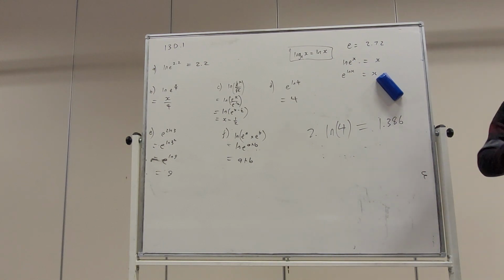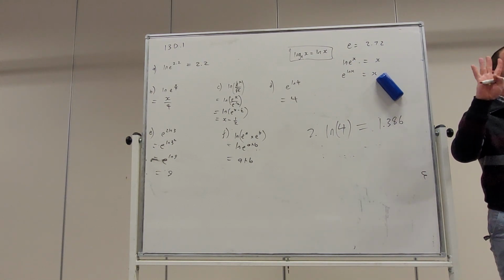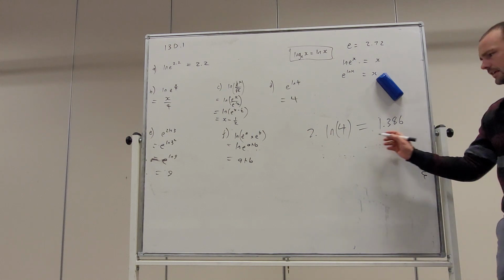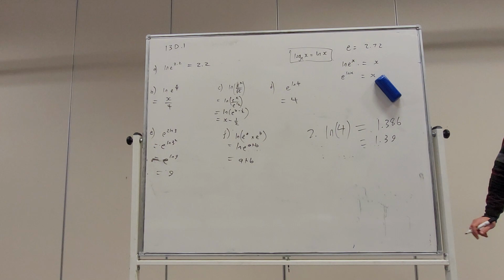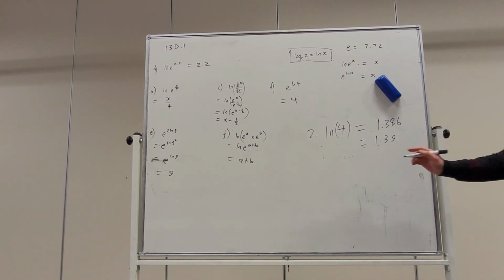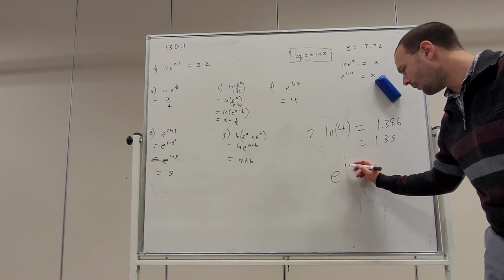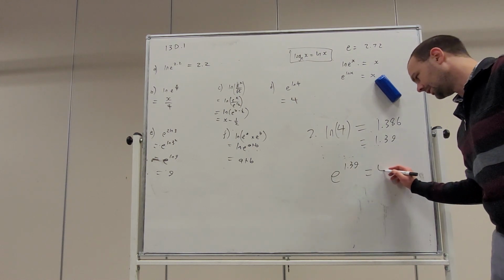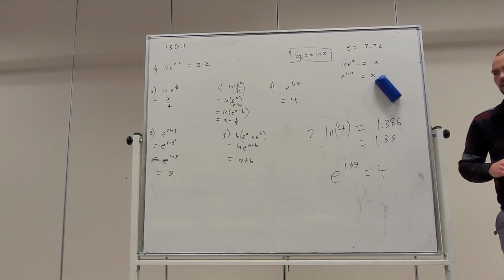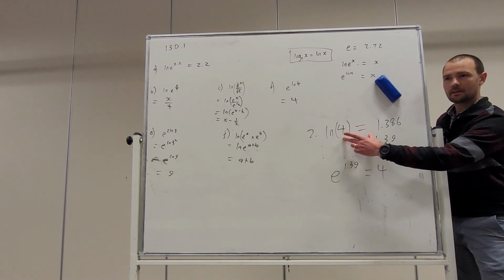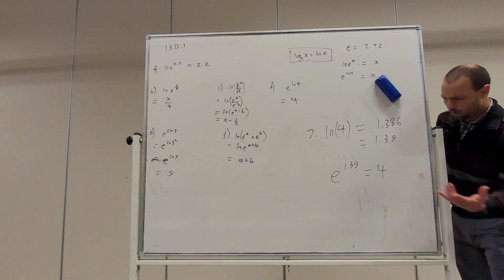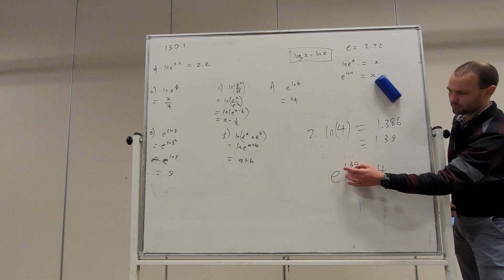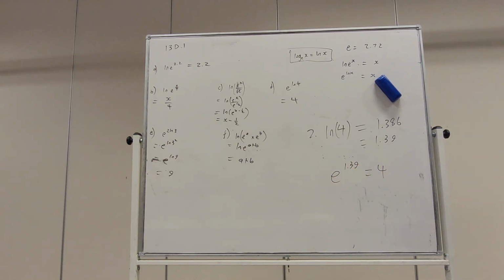1.386. So I've written 4 figures. Let's round it to 3. That's going to be 1.39. So we've found ln of 4 is 1.39. What this means is e to the power of 1.39 will equal 4. So we have the logarithmic statement: ln of 4 is 1.386. Therefore, e to the power of 1.39 will equal 4.